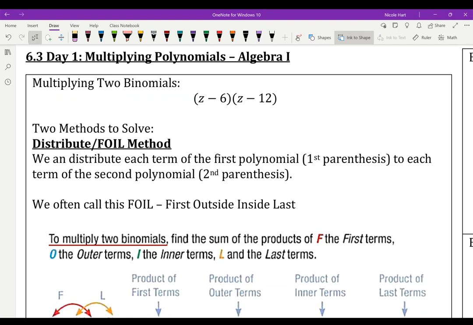We really have two methods that we can do this with. One is called the distributive method or FOIL method. The FOIL method works when you have two binomials. When we get to larger combinations, we're going to call it just the distributive property or distributive method. But FOIL is just an easy acronym to kind of remember how we are going to distribute. You don't have to use the actual term FOIL. You can just say you're just going to distribute. That is fine as well.